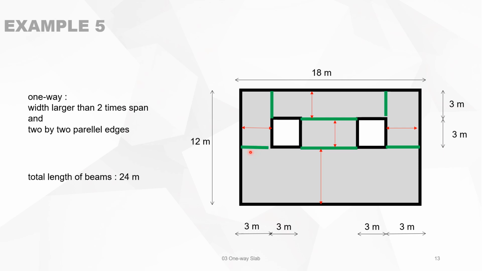so 2 times 3 is 6, so this is a one-way slab. This too. This is the direction. I mentioned the direction of the load transfer. It's very important. And now you have a load-bearing plan where you can easily see how this total slab can be made out of one-way slabs.